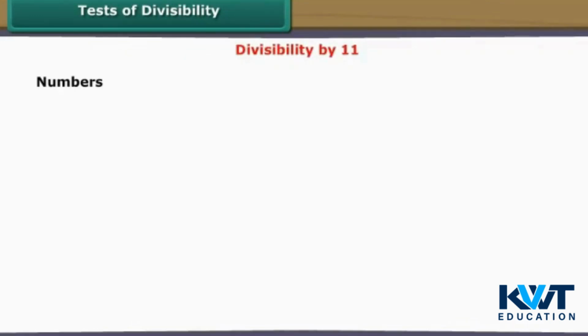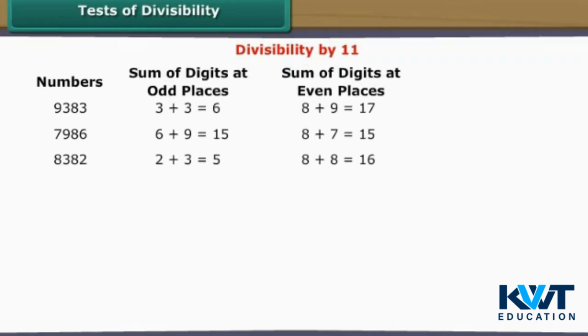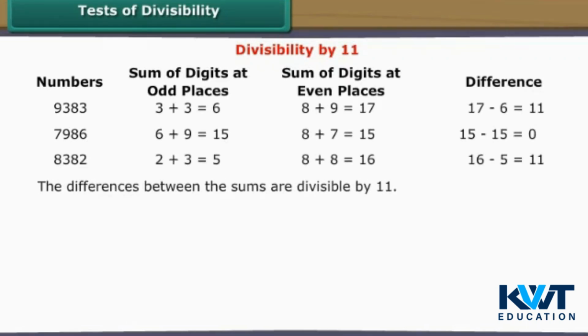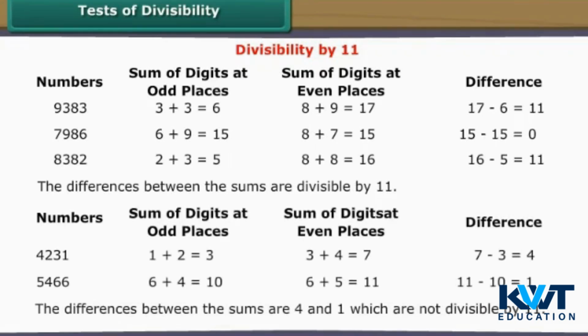Consider some numbers: 9383, 7986, 8382. Beginning from the right, sum up the digits at the odd and even places separately. The differences between the sums are either 0 or 11, both of which are divisible by 11. Consider some more numbers: 4231, 5466. The differences between the sums are 4 and 1, which are not divisible by 11.